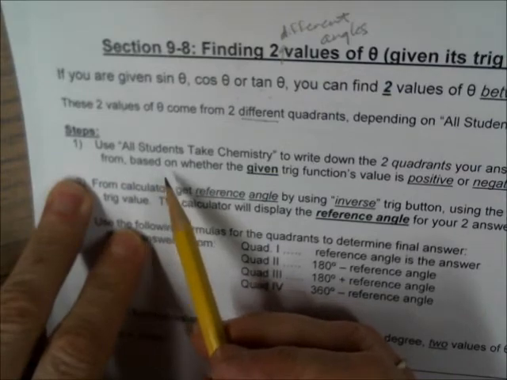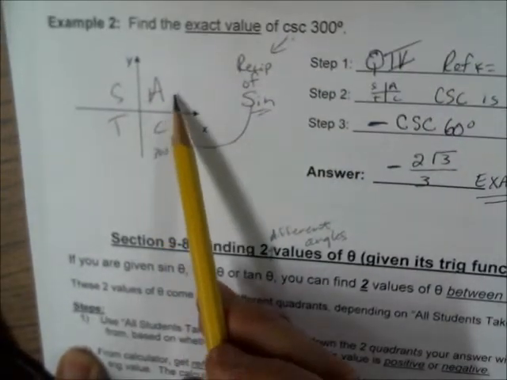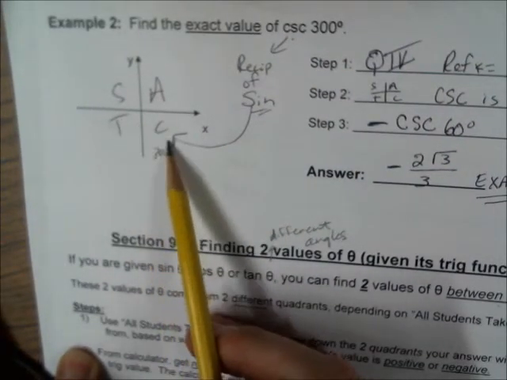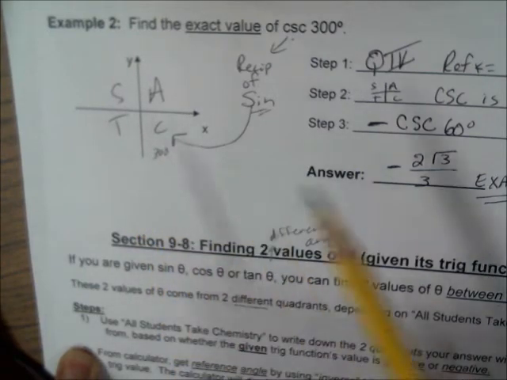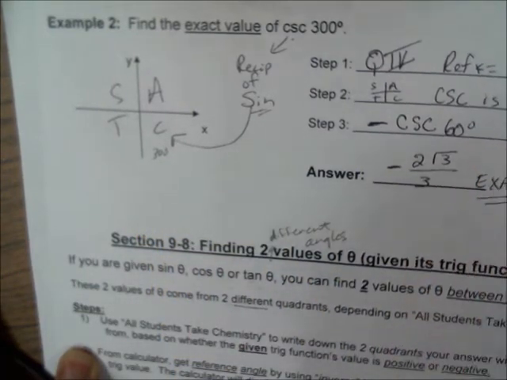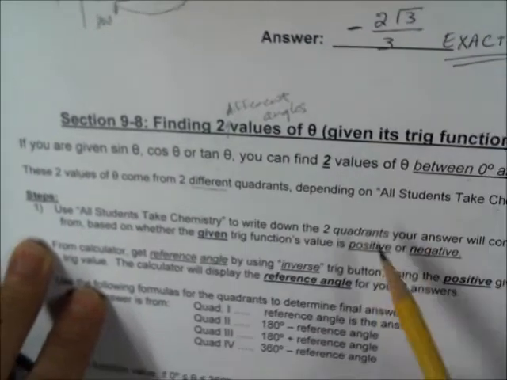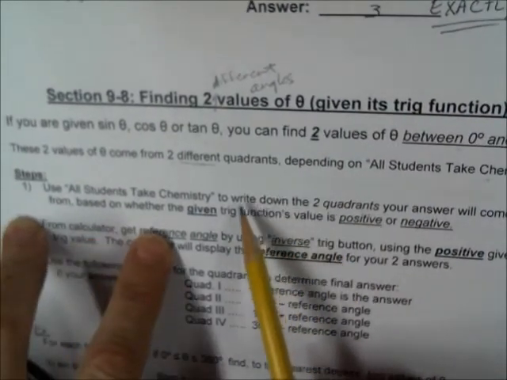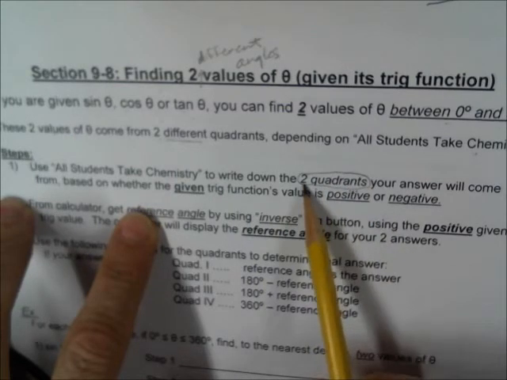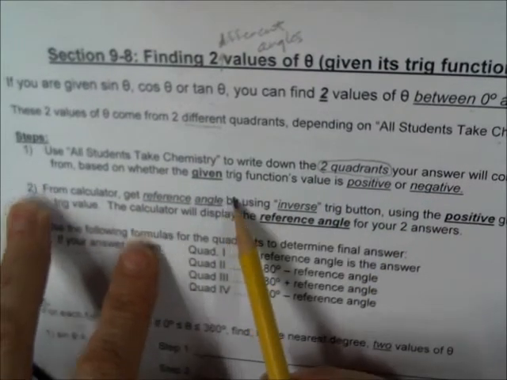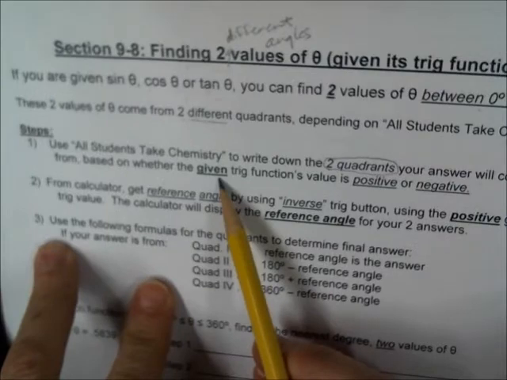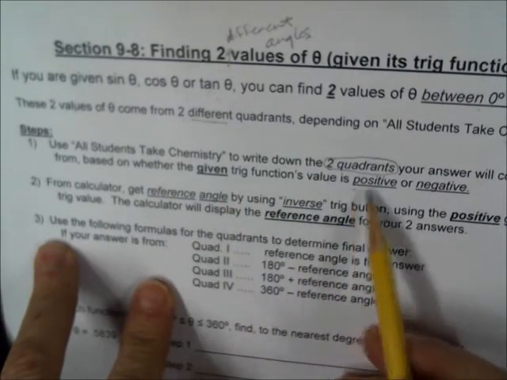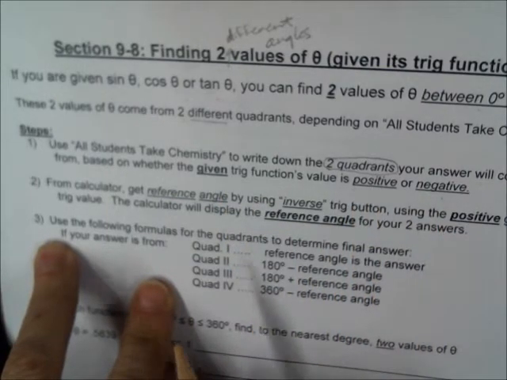First of all, we're just going to draw this little quadrant up here that has an ASTC in it. All Students Take Chemistry, and that's going to tell us what two quadrants our answers are going to come from. So once we look at that, we're going to write down the two quadrants, like maybe it's quadrants 1 and 4, for example. We're going to write down two quadrants that our answers are going to come from, whether or not what we're given is a positive or a negative number.